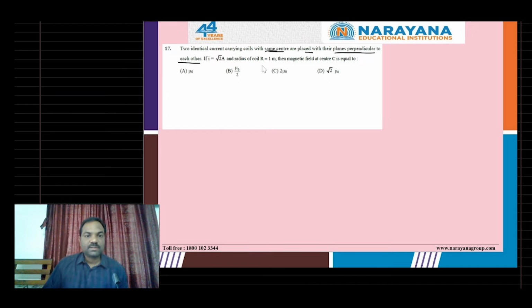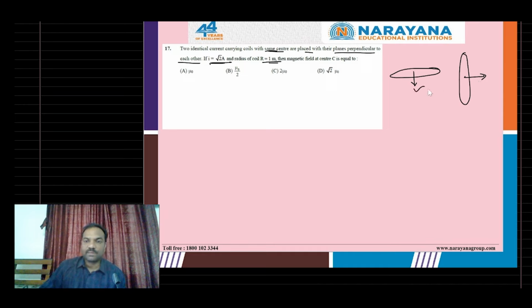Both are carrying current root 2 amperes and the radius is 1 meter. Then what is the field at the center they are asking? Obviously, if I am taking the horizontal coil, the magnetic field will be either downward or upward, depending on the current sense. If I'm taking the vertical coil, the magnetic field at the center will be either rightward or leftward. So ultimately we can say that the fields produced by these two coils will be perpendicular to each other. Then what is the net field?